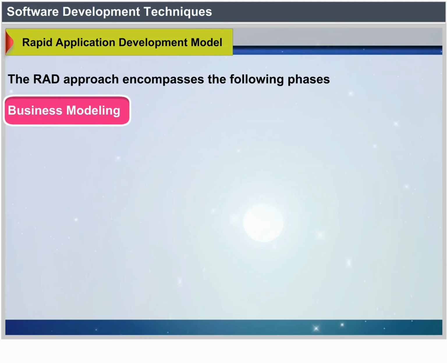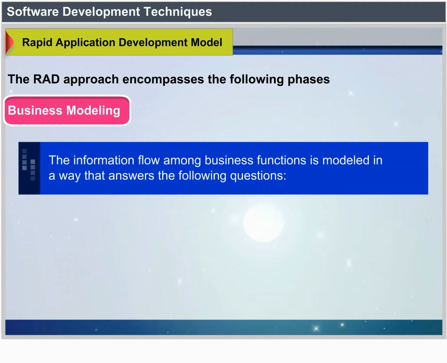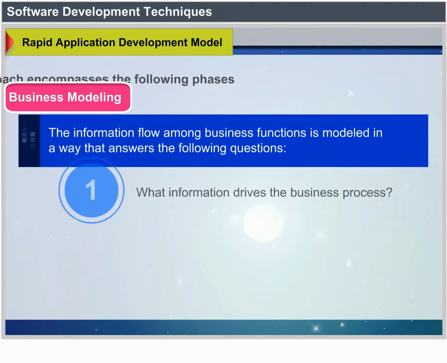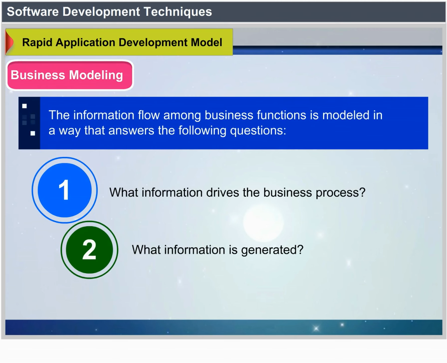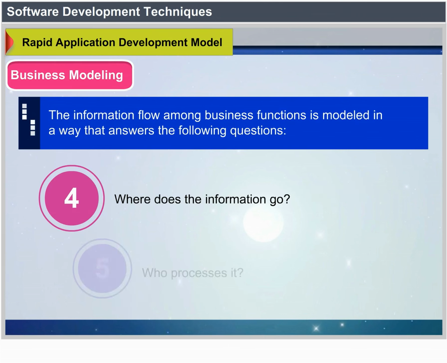Business modeling. The information flow among business functions is modeled in a way that answers the following questions. What information drives the business process? What information is generated? Who generates it? Where does the information go? Who processes it?